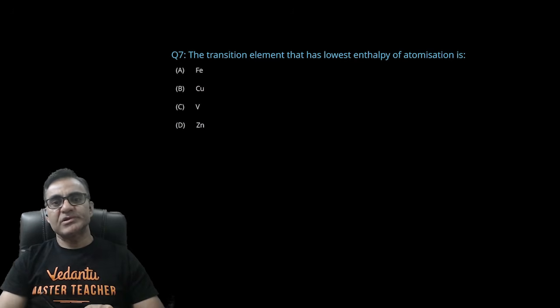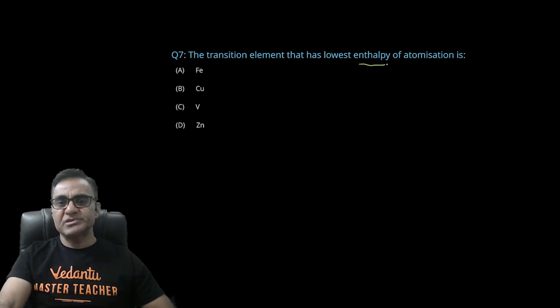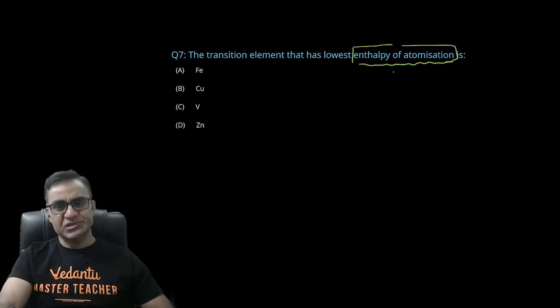The transition element that has lowest enthalpy of atomization. किस ट्रांजिशन एलिमेंट का लोवेस्ट एंथैल्पी ऑफ एटमाइजेशन होगा? देखो, लोवेस्ट एंथैल्पी ऑफ एटमाइजेशन बेसिकली डिपेंड करता है कि मेटल को, यानी कि सॉलिड को, कितना आसानी से आप गैसियस फॉर्म में ले जा सकते हो, राइट?